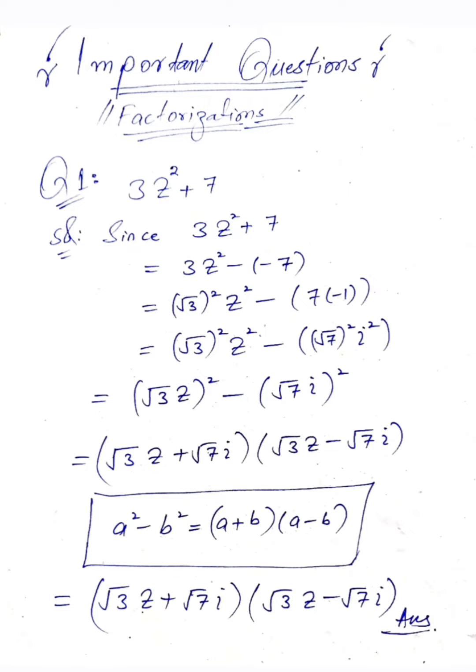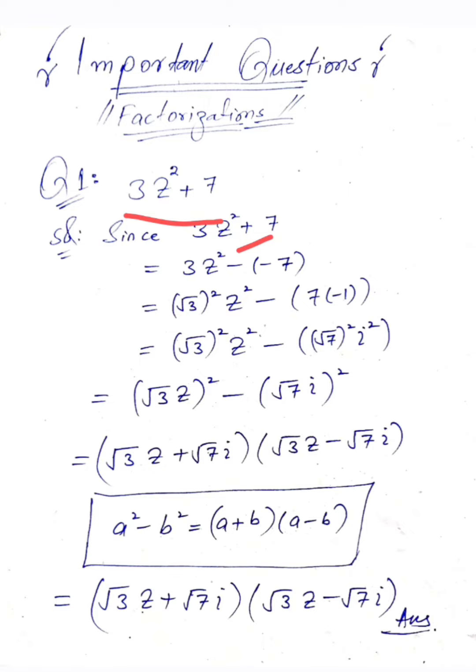So the first question of factorization is 3z square plus 7. Now we are going to factorize 3z square plus 7. First of all, we split the plus into two minuses. So here you see that plus we replace by double minuses. Now in the next step, 3 is written in square form.